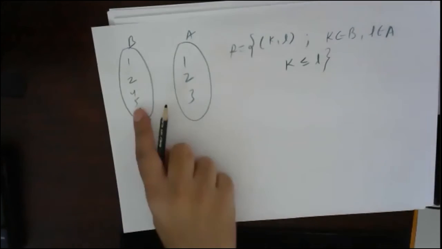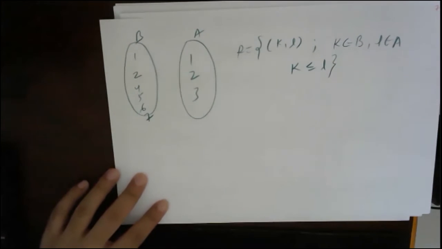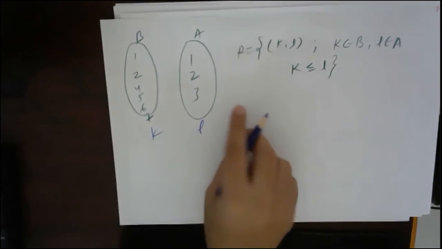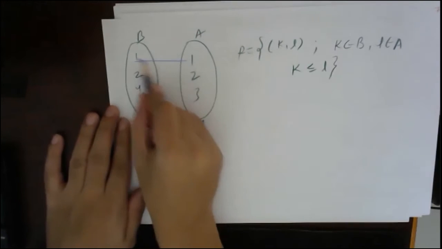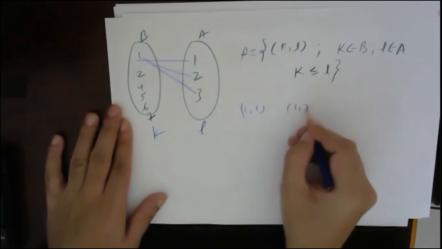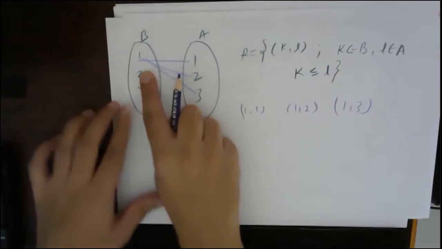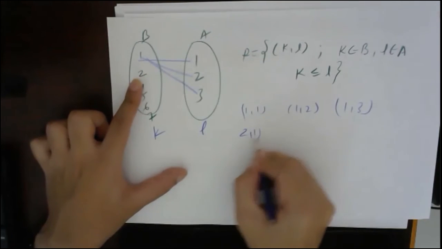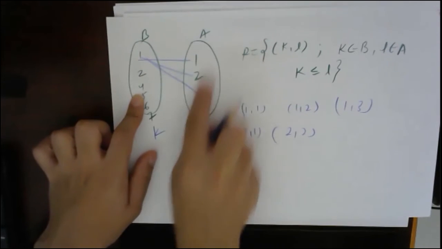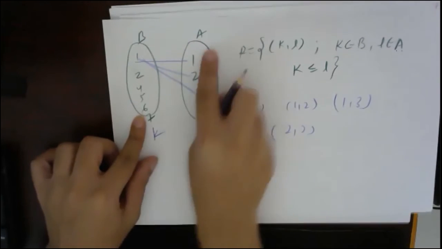So now the relation is from B to A. Now this is K, this is L. K should be less than or equal to L. So 1 is related to 1, 2, and 3. So (1,1), (1,2), (1,3). Right? Fine. Now let's check for 2: (2,1), (2,2). Check for 4. No, 4 is always greater than 1, 2, 3. Same for 5, 6, 7. That's it.